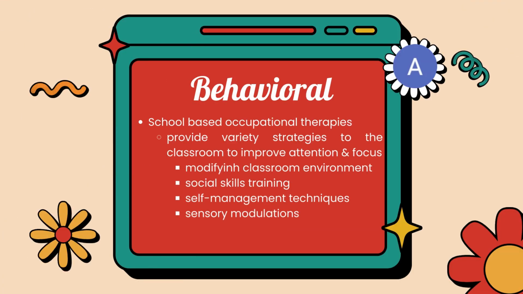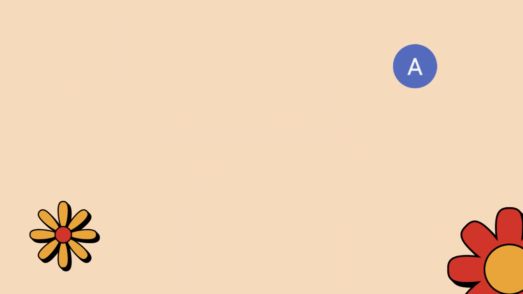School-based occupational therapists often receive referrals for children with ADHD and provide a variety of strategies to the classroom to improve attention and focus. Examples include modifying the classroom environment, social skills training, self-management techniques, and interventions to enhance sensory modulation.